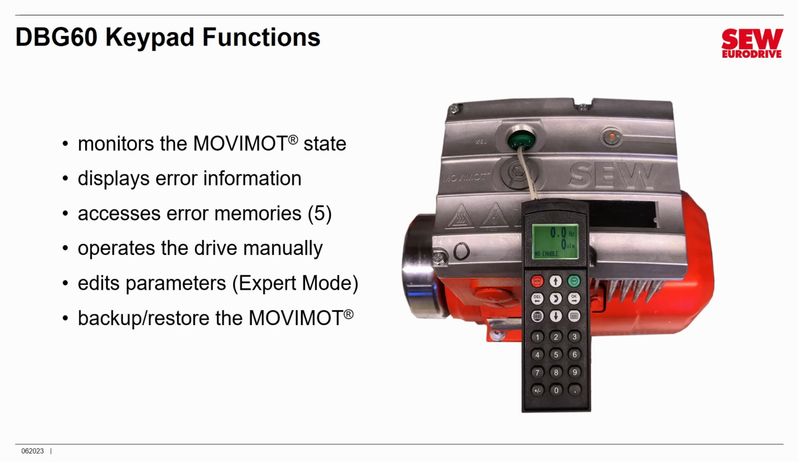And finally, you can also make backups of the MOVIMOT and use that backup to restore it if a problem occurs or to duplicate its settings to multiple MOVIMOTs. This is often done in a plant environment where you have many identical MOVIMOTs. You just set one up, get it parameterized correctly, make a backup using the keypad, and then just go down the line, dumping that backup into each individual MOVIMOT. That's a way of duplicating its functionality across multiple units with minimal effort.